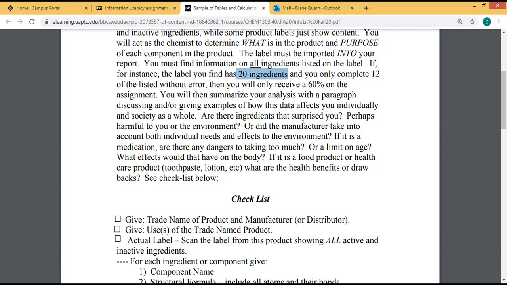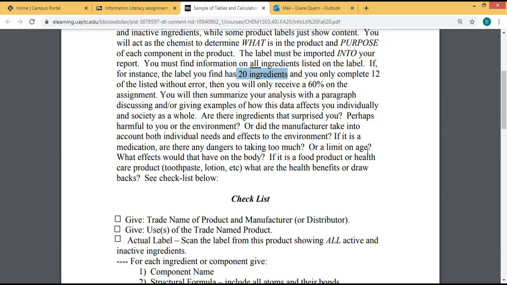Once we characterize it all, and I'll go over how to do that, you're going to summarize your analysis with a paragraph discussing and giving examples of how this data affects you. I have a couple of questions here, and these are just thought-provoking questions. They might not apply to your product. I'm just trying to give you an idea of what I'm looking for in that paragraph.